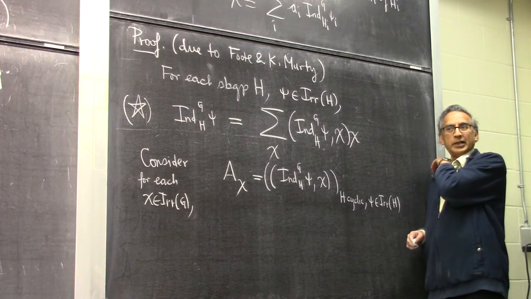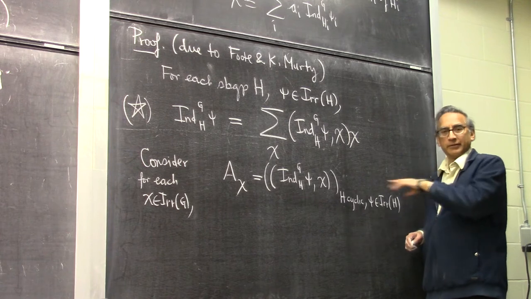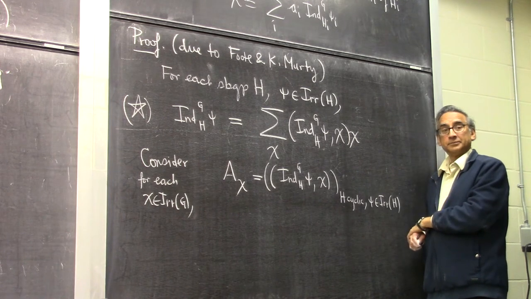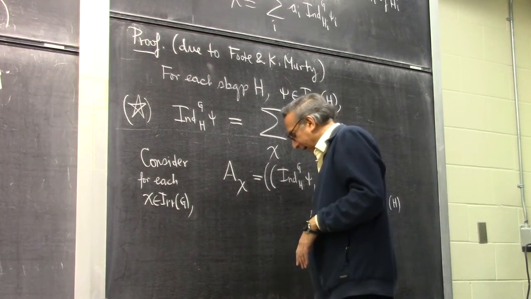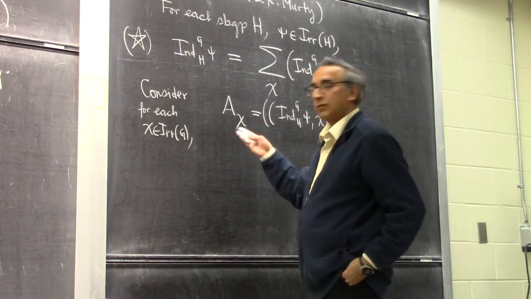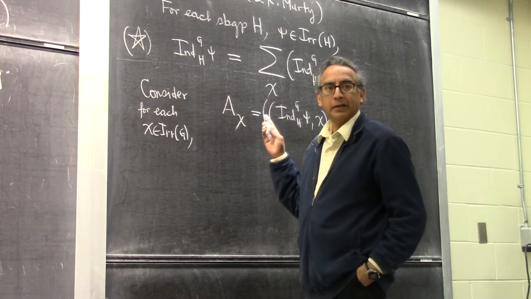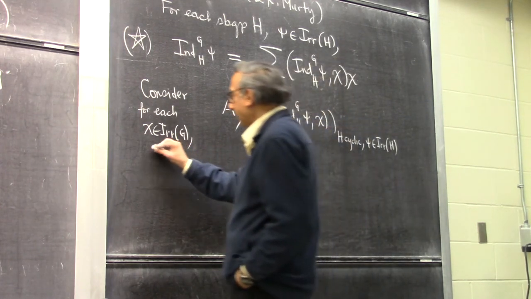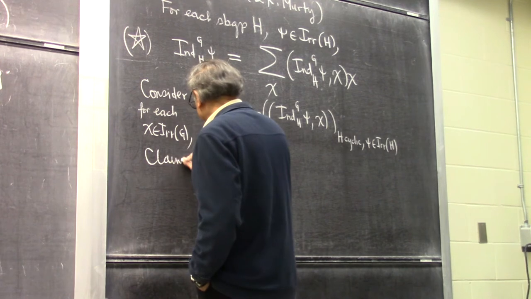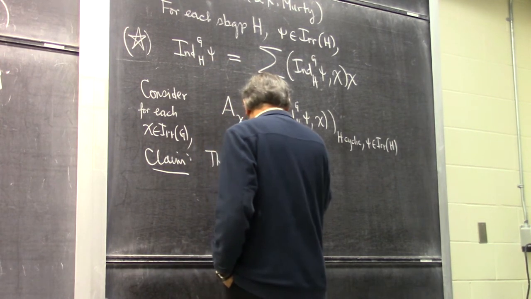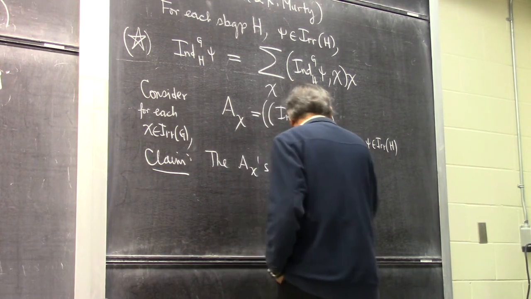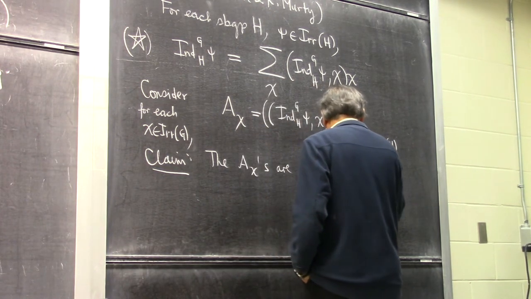For each chi, I get a row vector, so one for each chi. I claim that these row vectors are linearly independent over Q. Claim: the a chi are linearly independent over Q.